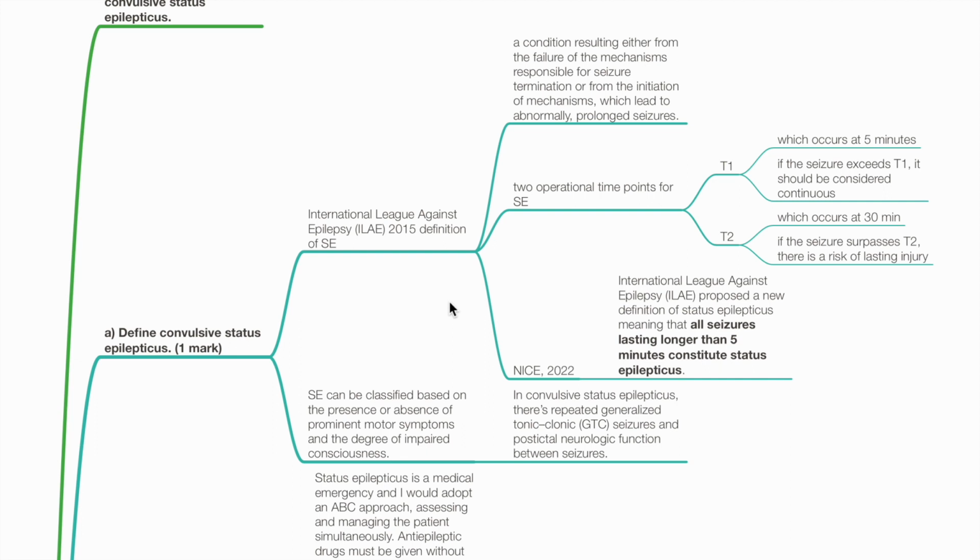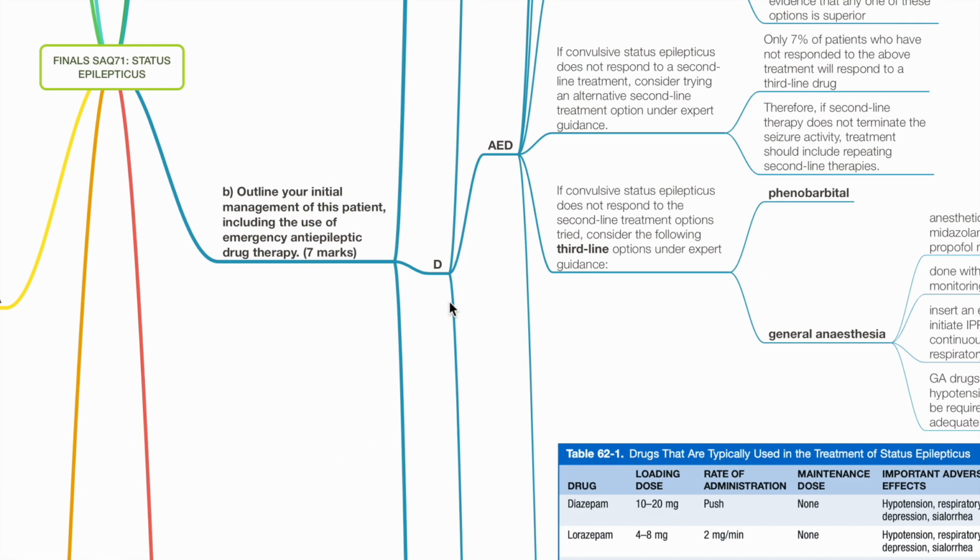SE can be classified based on the presence or absence of prominent motor symptoms and the degree of impaired consciousness. In convulsive status epilepticus, there are repeated generalized tonic-clonic seizures and no return to baseline neurologic function between seizures. B. Outline your initial management of this patient, including the use of emergency antiepileptic drug therapy.